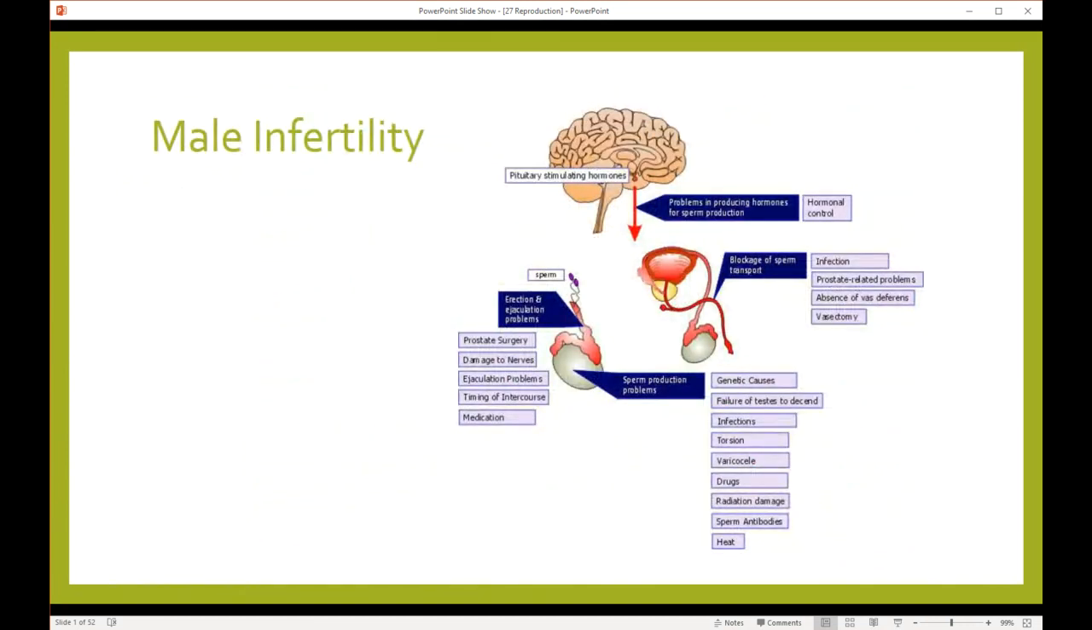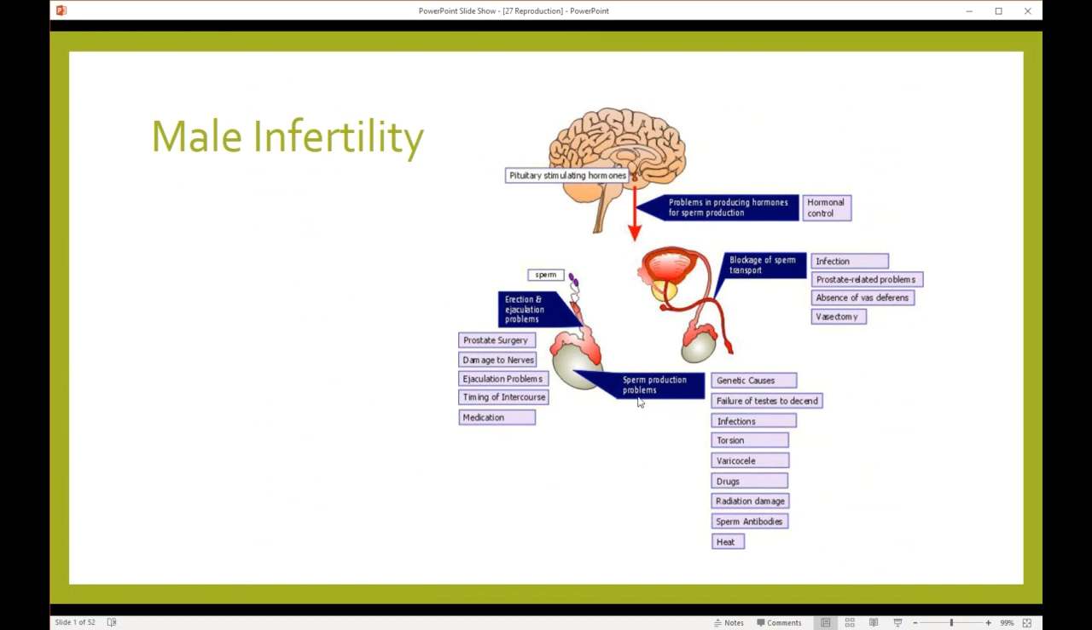So there's different causes of male infertility, specifically particular surgeries, like if you've had a vasectomy, okay, or prostate surgery. Any damage to nerves can cause some male infertility. So we can have problems with producing the hormones, so the hormonal control. That would mean that there may be an issue with the hypothalamus or the anterior pituitary, right? We can have some blockage of the sperm transport. So an infection could cause that. A vasectomy obviously could cause that. An absence of a vas deferens wholly can cause that.